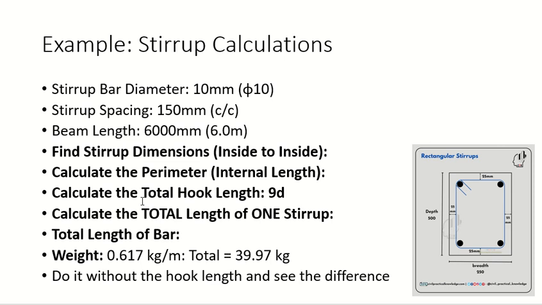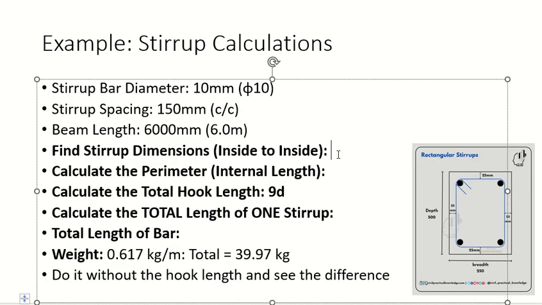Okay, first thing we will do, so the steps are written here, like I did earlier. First thing we will do is find out the dimension of the stirrup from inside to inside. Now a stirrup is a ring. Whenever you provide steel inside concrete, you have to leave some gap between the edge of concrete and the steel. There must be some gap between the edge of concrete and the steel.